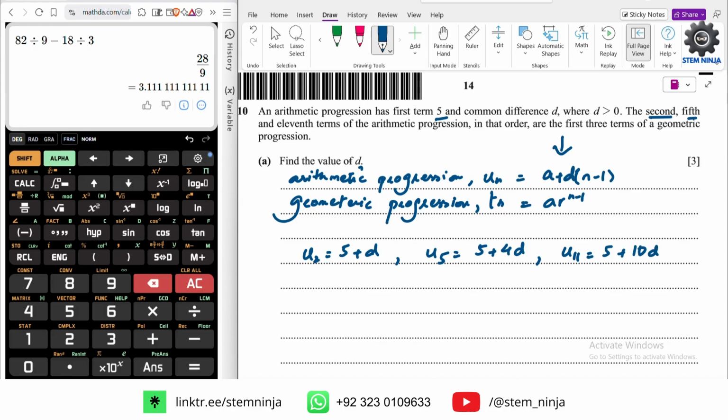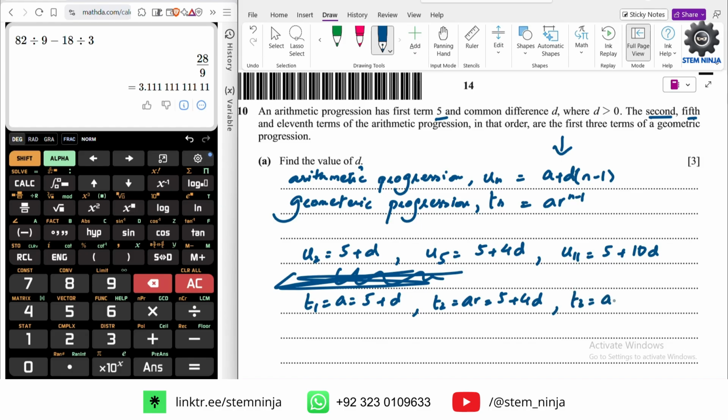However, for the geometric progression, T1 is equal to a, which equals 5 plus d. T2 is equal to ar, which is 5 plus 4d, and T3 is equal to ar squared, which equals 5 plus 10d.